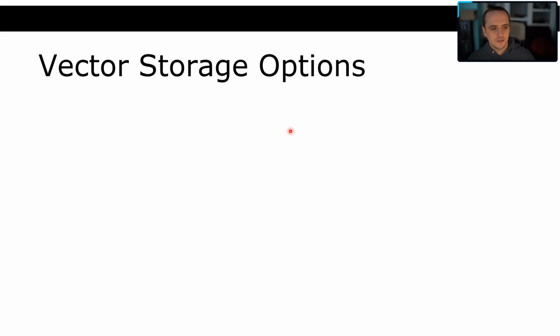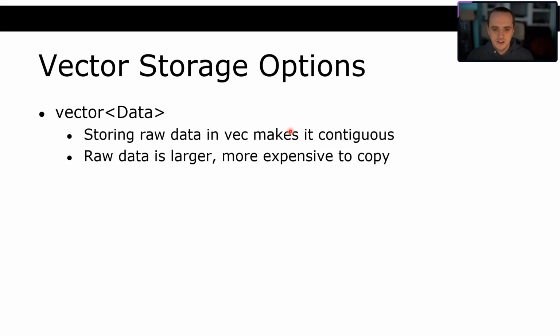So, another thing that we have to consider when we're storing data inside a vector, for example, we're storing entities inside a vector, right, is what data do we actually store? Okay, so one option is to store raw data inside the vector contiguously. Well, what does that mean? So storing the raw data in the vector makes it contiguous.